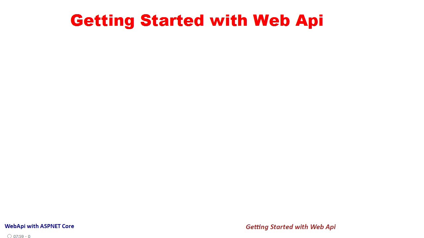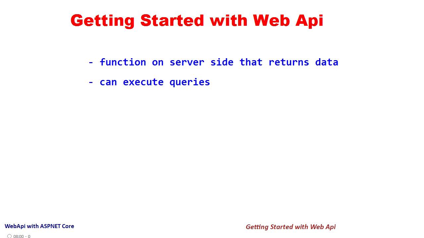Let us first understand the concept of Web API. A Web API is a function on the server side that returns data in a format such as JSON or XML. This Web API function can be used to execute an update, delete, insert query, and it can then return a simple code for success or failure. A web API is different from a ready-to-render HTML page. It returns raw data. It is up to the calling application to use that data in whatever manner it wants.